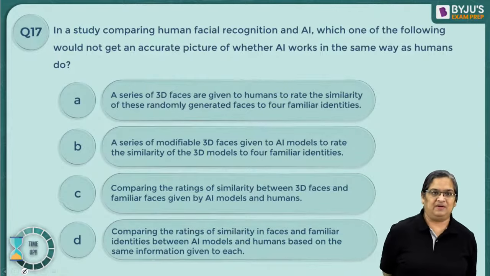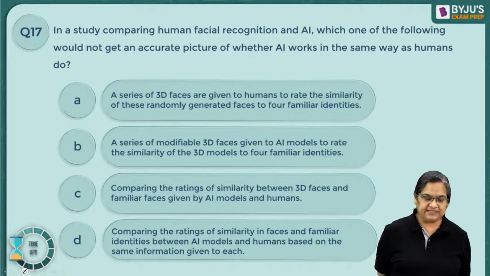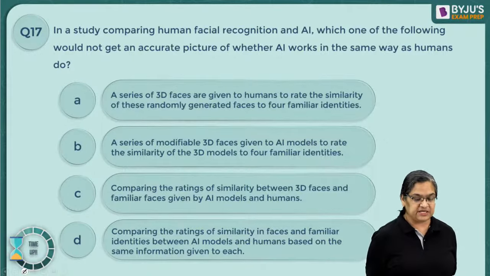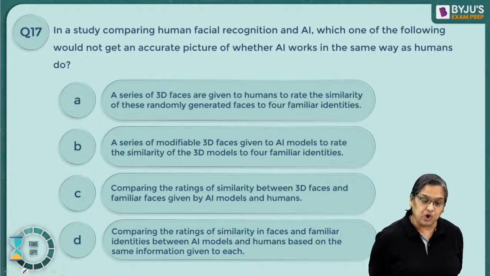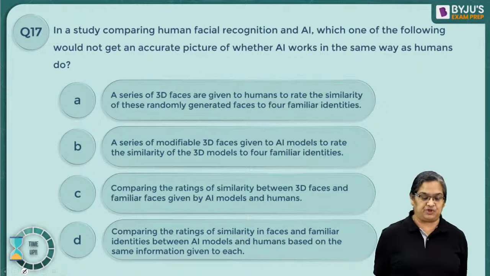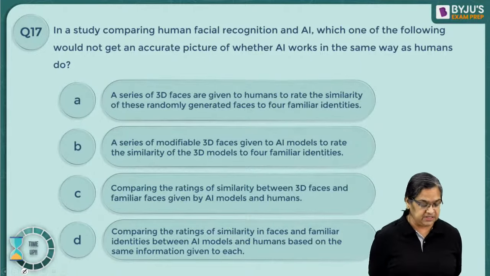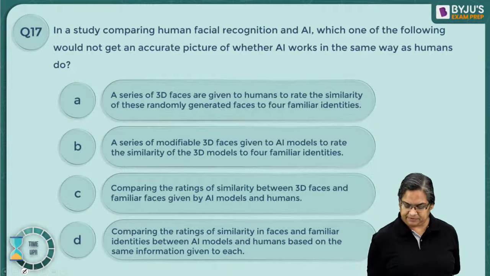Okay? So which is the right answer? Is it A, B, C or D? Question 17. In comparing AI and human models to get an accurate picture, which one would not give you an accurate picture of whether AI works in the same way? Oh, it should be except.